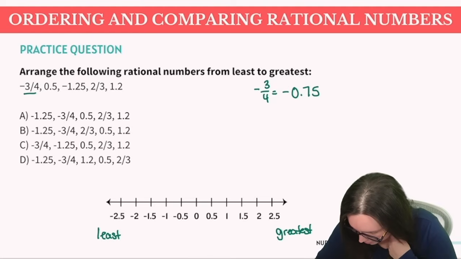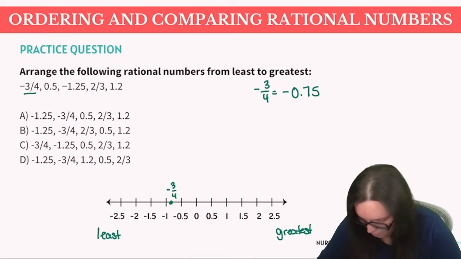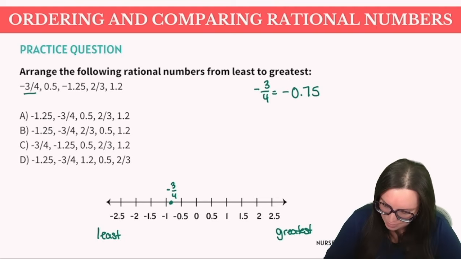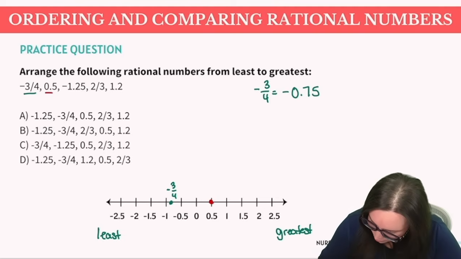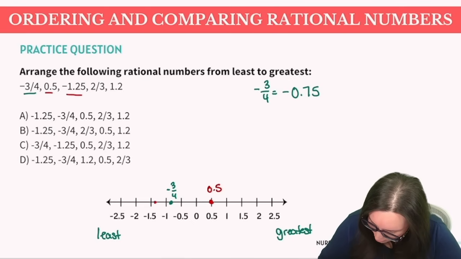So we can automatically put that right about here. And I always just write the number on top so that I know. Let's take a look at our next number. We have 0.5. We can go ahead and put that there. We've got negative 1.25. So negative 1.25.